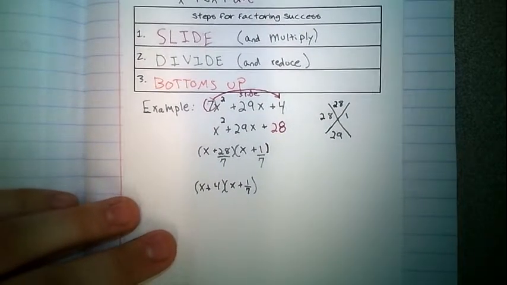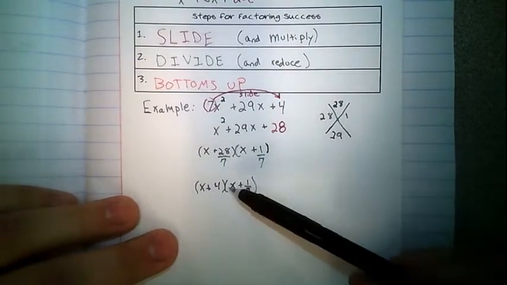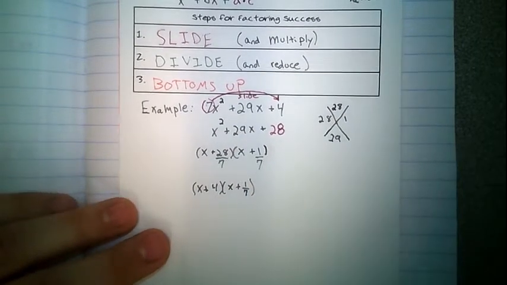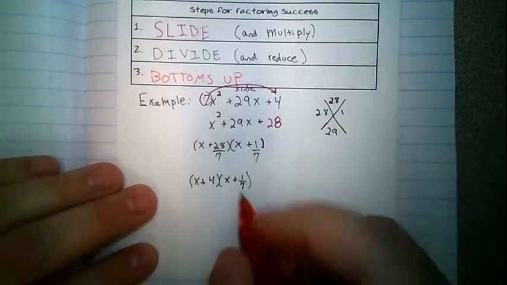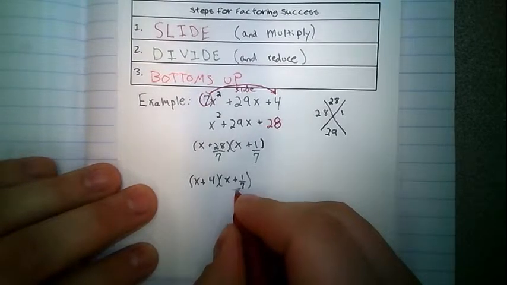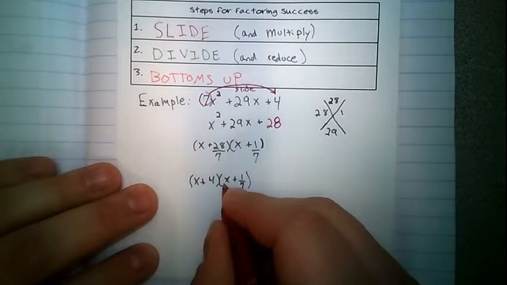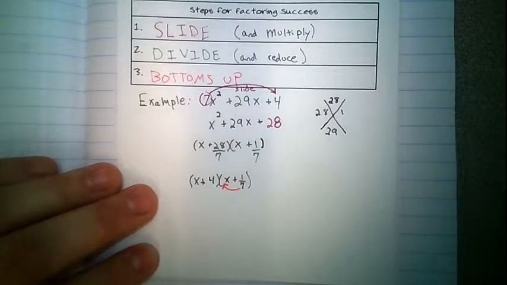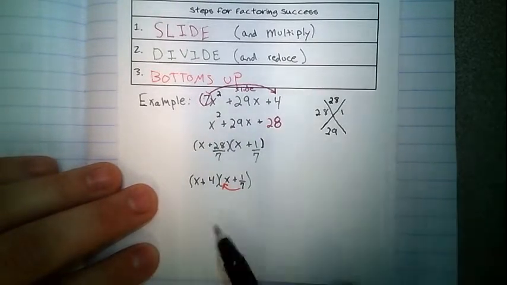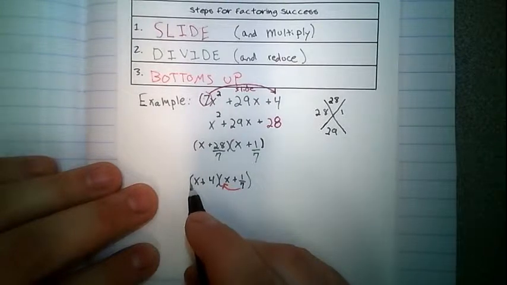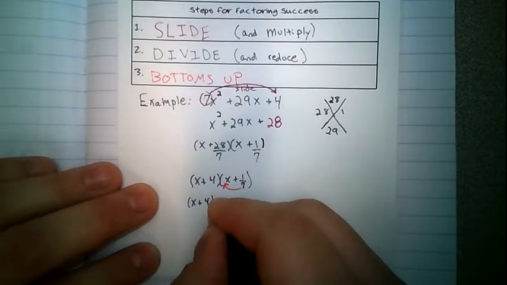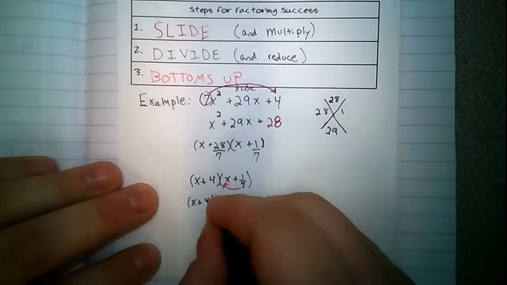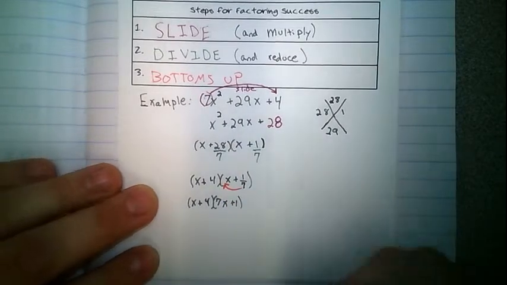Now, if I FOIL that, it's still not going to work, because x times x is just x squared. So this is where this cool bottoms up trick comes into play. We're going to take the denominator of the fraction, which is the 7, and we're going to bring it from the bottom up to the front. If there was a denominator under the 4, we'd move that over here as well. So this stays as x plus 4, and I move the 7 in front of the x here to get 7x plus 1.